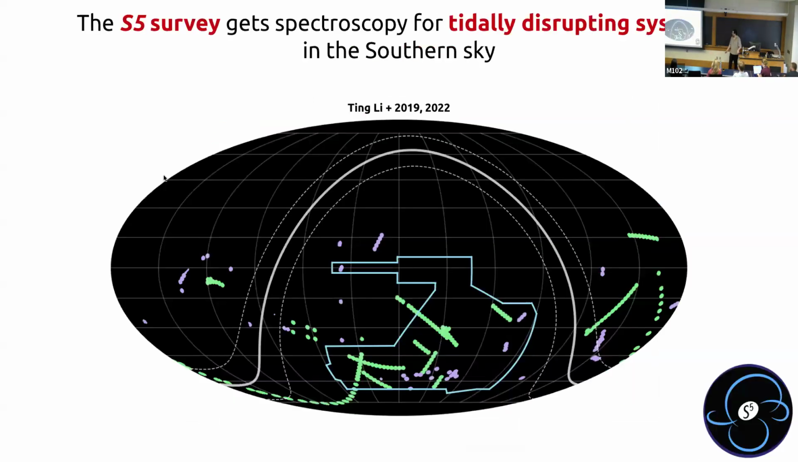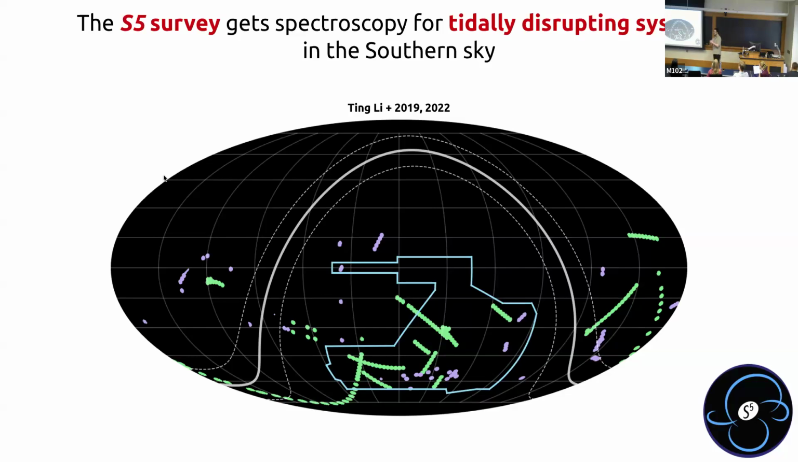So first of all, how we go about this is to use data from this survey right here that is called the S5 survey. S5 stands for Southern Stellar Stream Spectroscopic Survey. This is a survey led by Ting Li, a former grad student here, and she's now faculty at the University of Toronto. Essentially what they do in the S5 survey is go after everything that is tidally disrupting in the southern hemisphere.